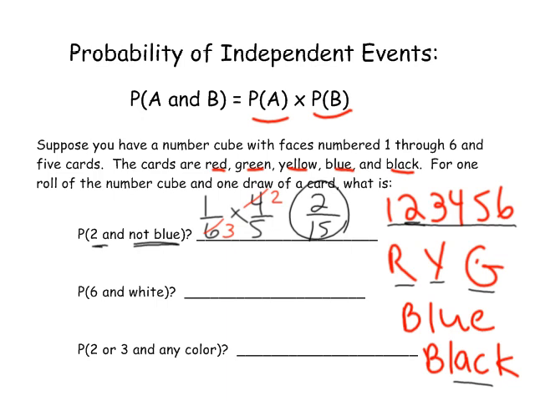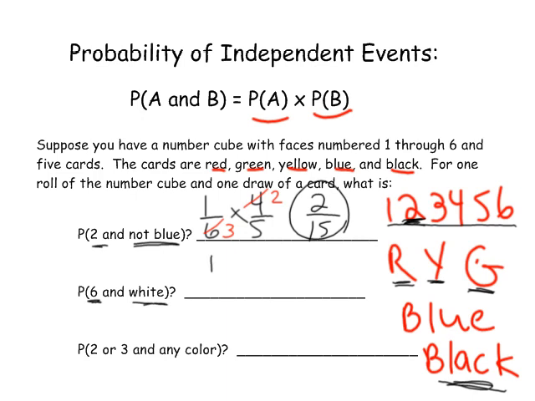If we had made a tree diagram, we would have seen that there were 30 possibilities, and of those 30, 4 of them were a 2 and not a blue, because we know we could get a 2 and a red, a 2 and a yellow, a 2 and a green, a 2 and a black. If you have the tree diagram, you want to use that, but this is going to help us when the numbers get much larger.